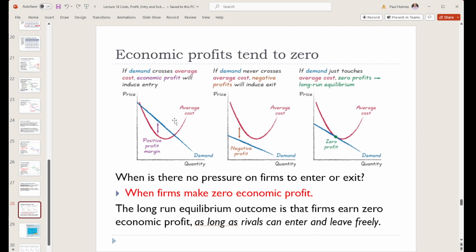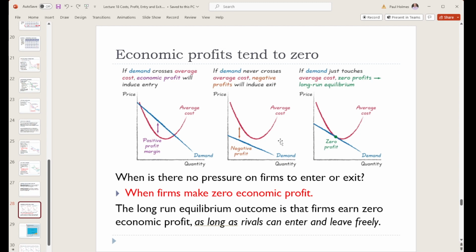Well, if we've got a situation where our demand curve is so high that it is above our average cost curve at some point, then we're going to have this range over which we can make positive economic profits. And we should anticipate then that more firms will start to enter this market.